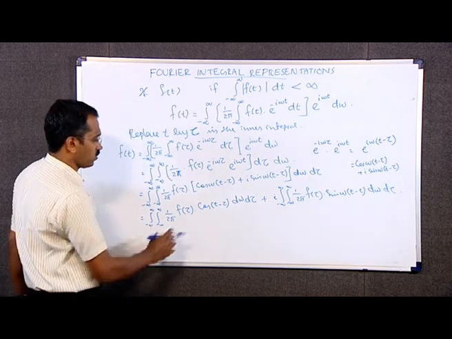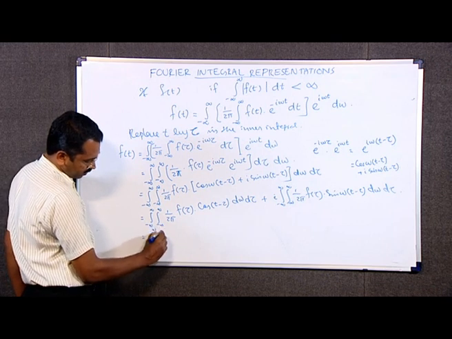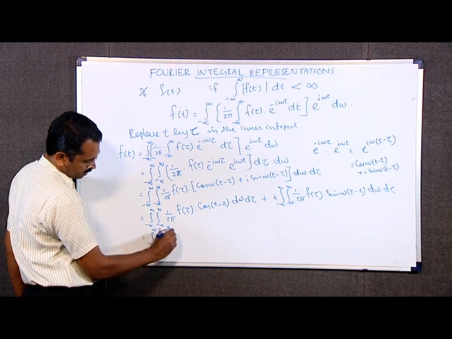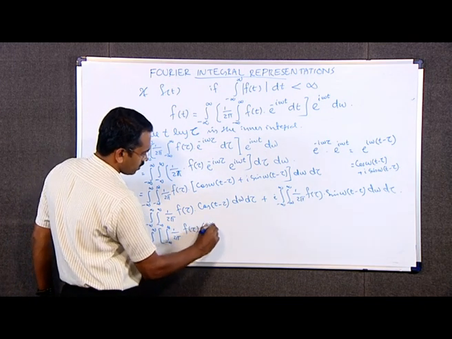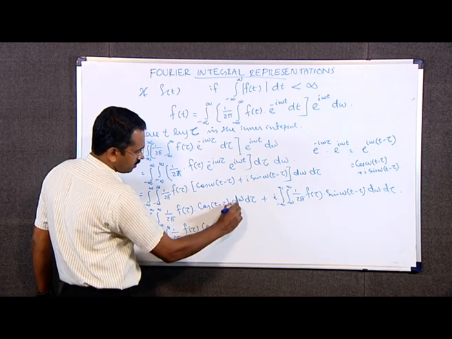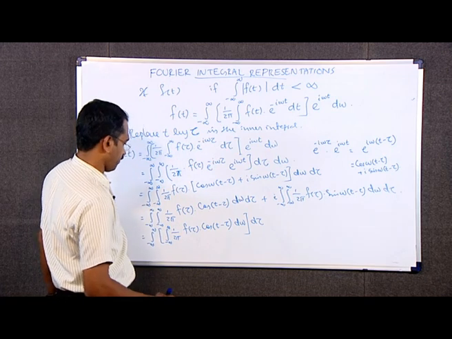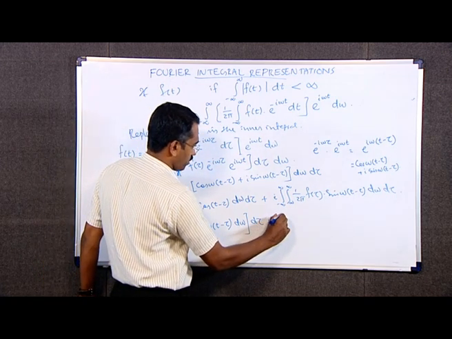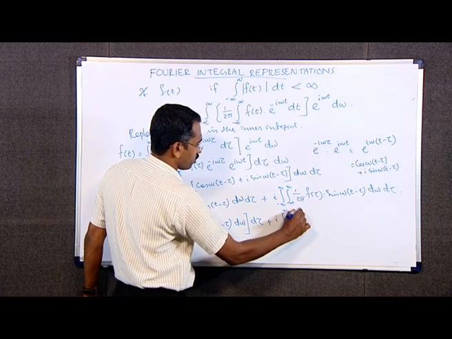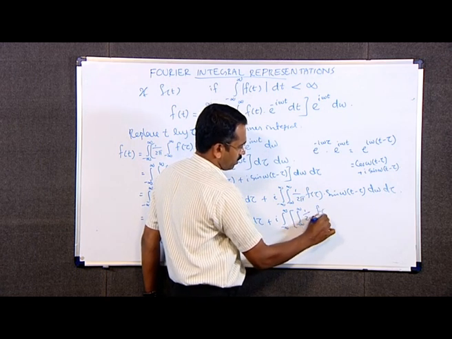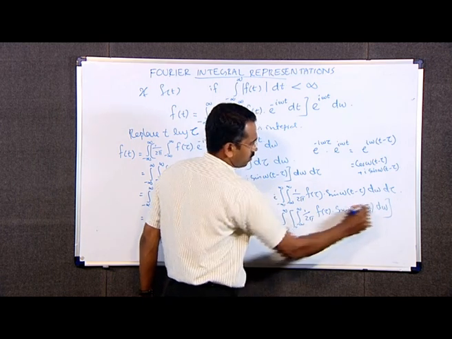Now we just split into two integrals. This is equal to the integral from minus infinity to infinity, into the integral from minus infinity to infinity, 1 by 2 pi f of tau cos omega (t minus tau) d omega d tau, plus i into the integral from minus infinity to infinity, into the integral from minus infinity to infinity, 1 by 2 pi f of tau sin omega (t minus tau) d omega into d tau.